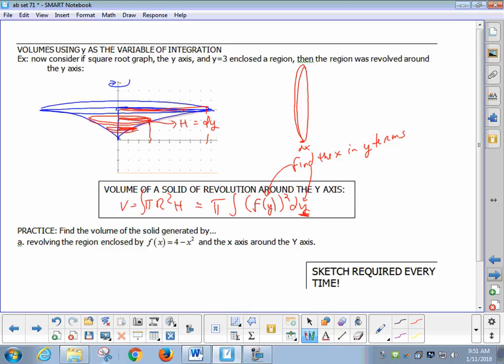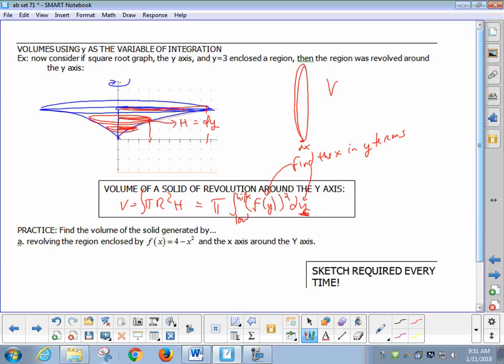Now because it's all with respect to y, it'll need to be low to high for the limits of integration rather than left to right. So if we were to set this volume calculation up, pi r squared dy, now because it's around the y-axis, dy is the height. How about the function? What goes in here?